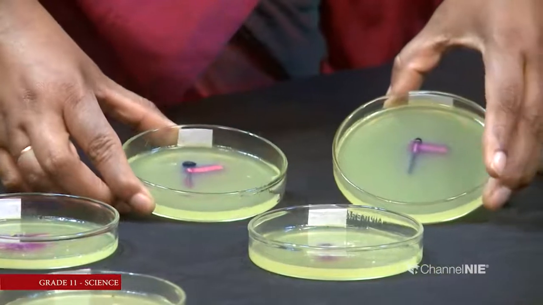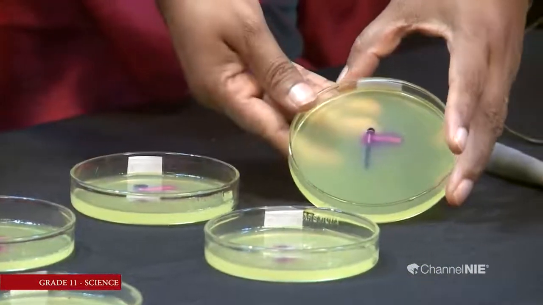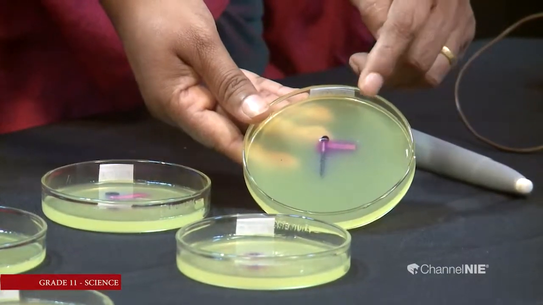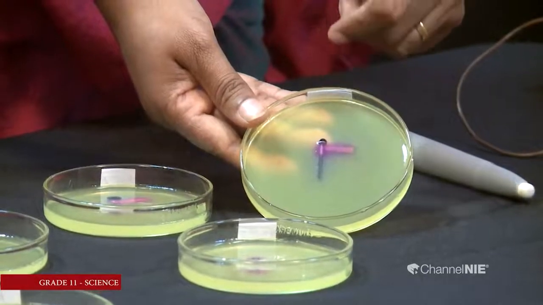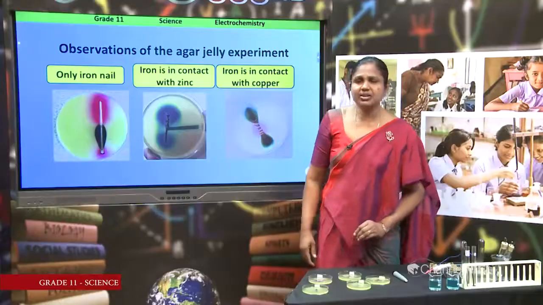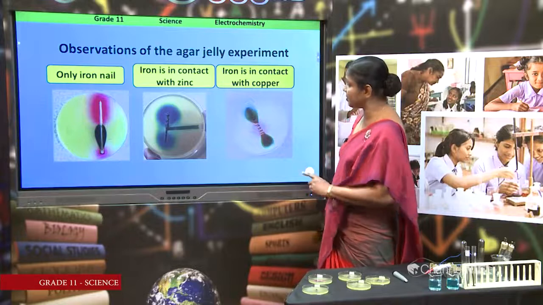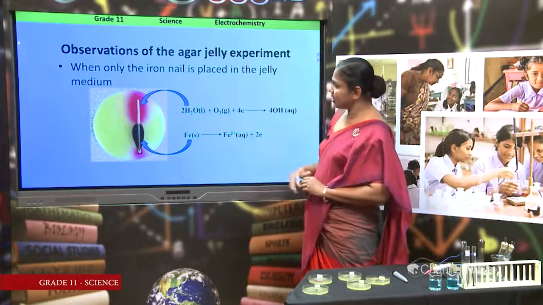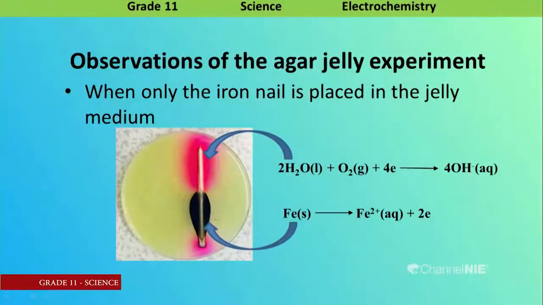Here iron is in contact with metal lead. Around the lead, pink color, and near the iron nail, blue color. Right, okay, we'll see the reactions relevant to this. See, when the iron nail is in agar medium, the appearance of pink color indicates that a reduction reaction has taken place near that. As hydroxyl ions are formed, phenolphthalein in the medium turns pink.